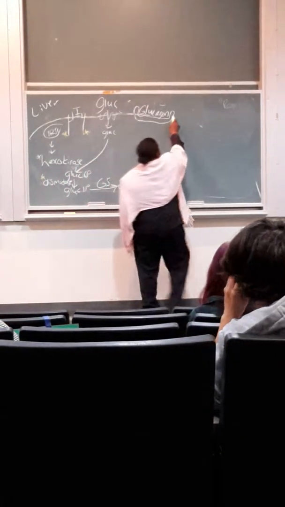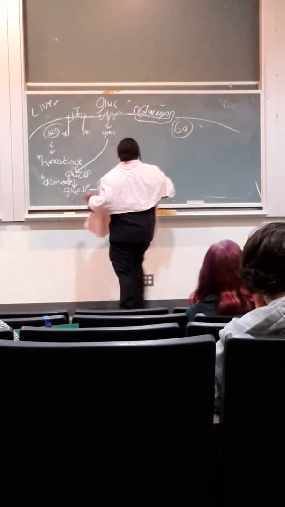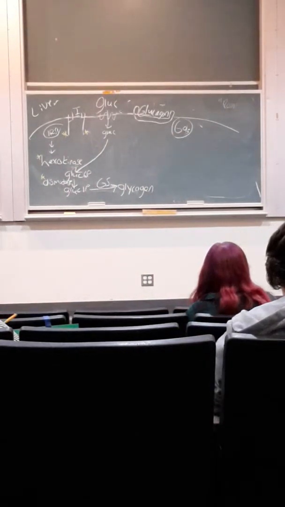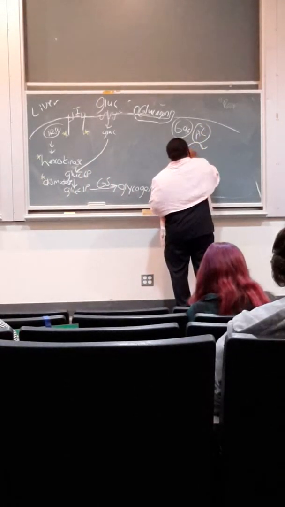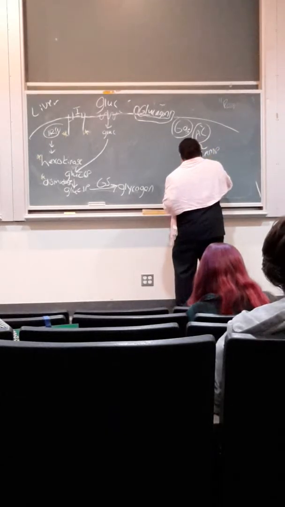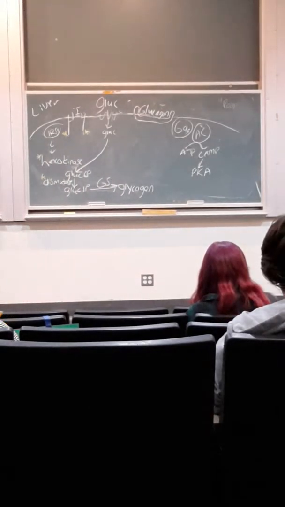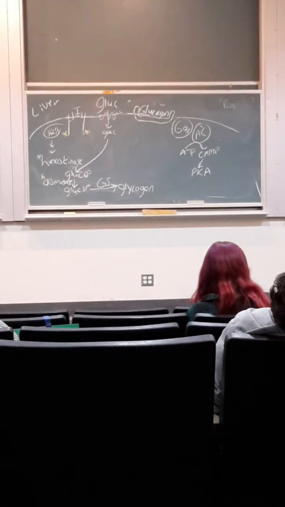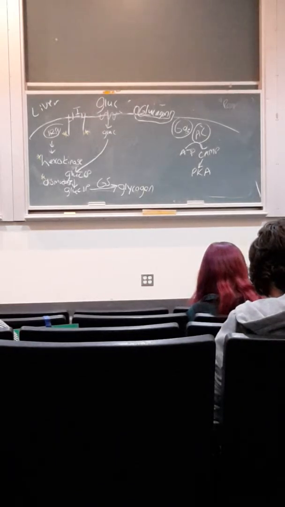Glucagon binds to its receptor. The glucagon receptor is coupled to a G-alpha stimulatory protein. You learned all about that. That G-alpha stimulatory protein stimulates cyclase. Stimulates cyclase converts ATP into cyclic AMP.